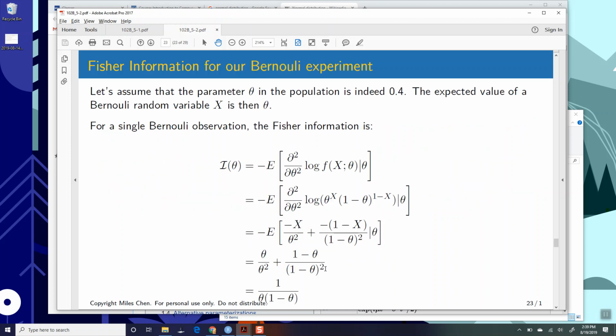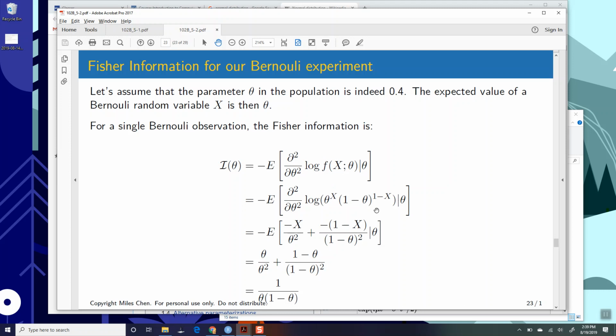All right, so here's just going back to our single parameter example. This is what the expected value of the log likelihood looks like. Here it is for a Bernoulli experiment.